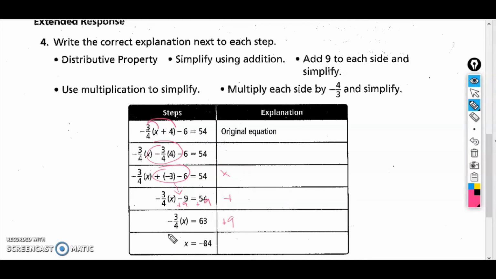I'm just helping you. And then lastly, how would I get rid of this negative 3/4 times x? Well, I could divide both sides by negative 3/4, but dividing by a fraction means multiplying by its reciprocal. So the reciprocal of negative 3/4 is negative 4/3. So times negative 4/3. And that would be your last step. So from here to here, we'll be multiplying each side by negative 4/3.